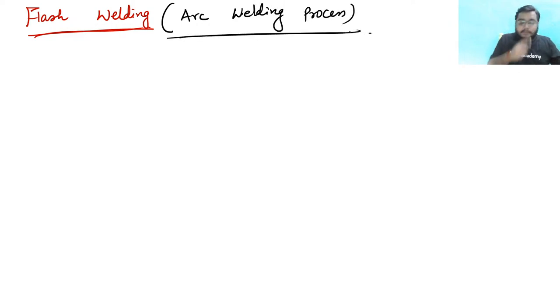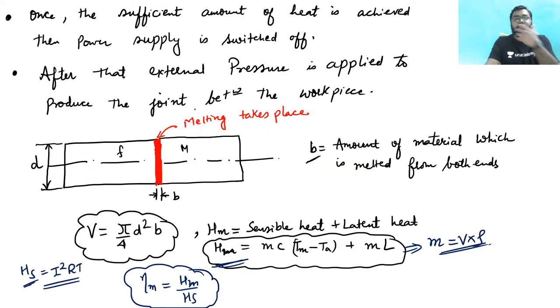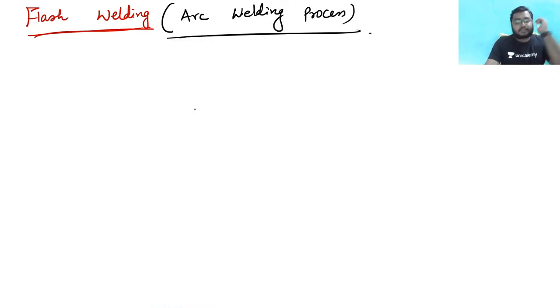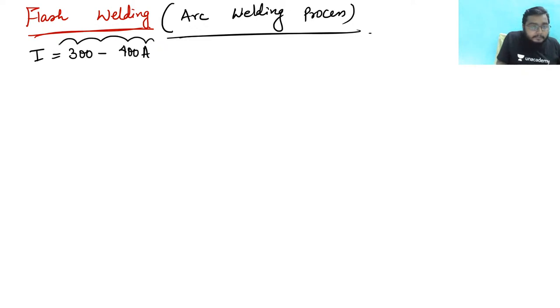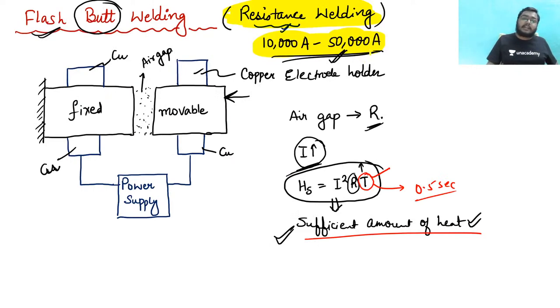Now you will ask me, sir, if the setup is same, that is fixed would be there, movable would be there, copper electrodes are there, then how is this arc welding and earlier was resistance welding? So see, here comes the very big difference: in this flash welding, I am giving only the current which is in the range of 300 to 400 ampere. Always keep in mind, the current that is supplied here is 300 to 400 ampere. And in the other case the current supply is 10,000 ampere to 50,000 ampere.